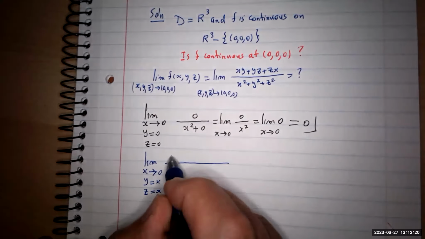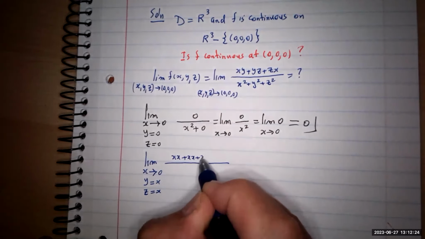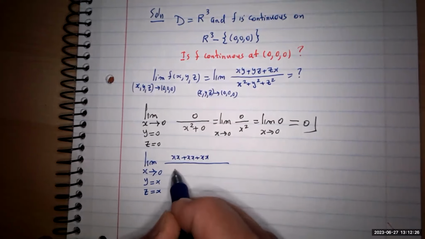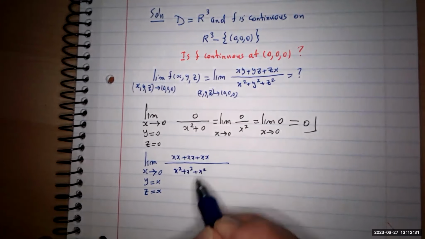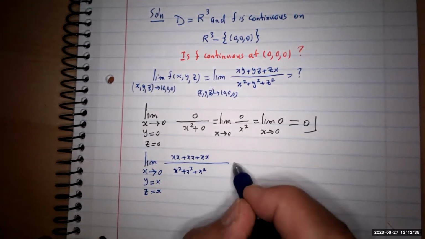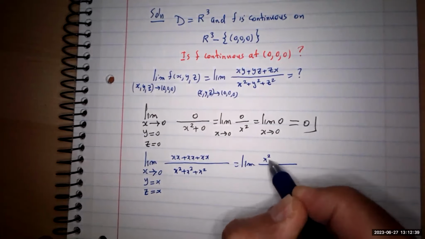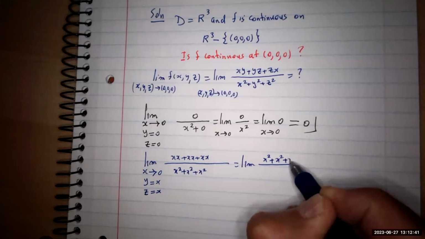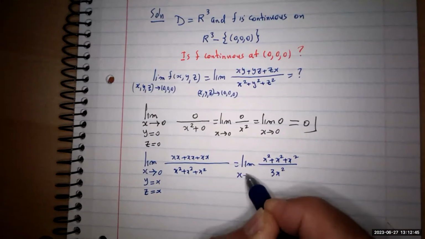So it's going to be x times x, that would be x times x, and the bottom one would be x squared plus x squared plus x squared. Okay, then the top is going to be all x squared. So it's x squared, x squared, x squared. And the bottom one, 3x squared, x goes to 0.